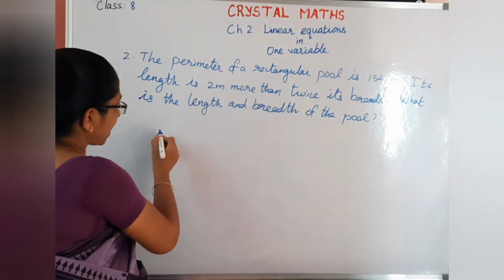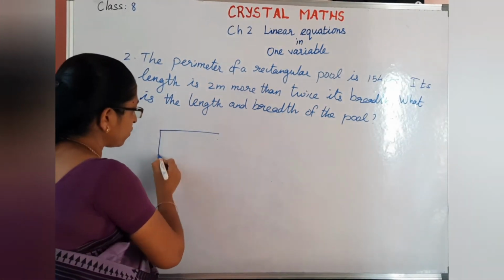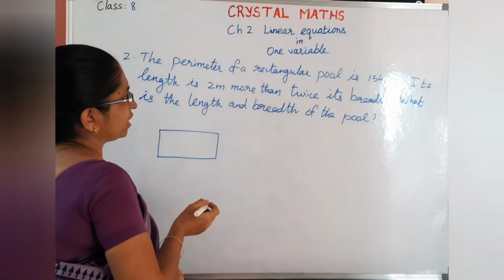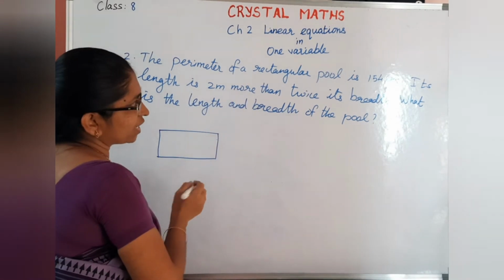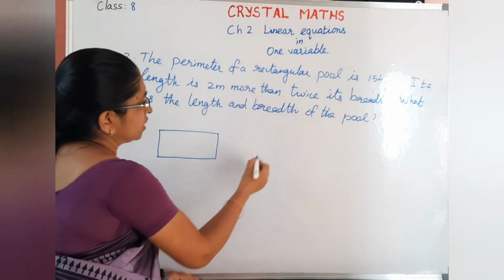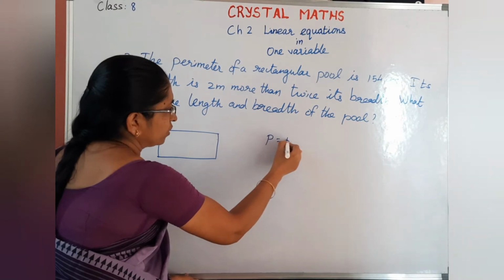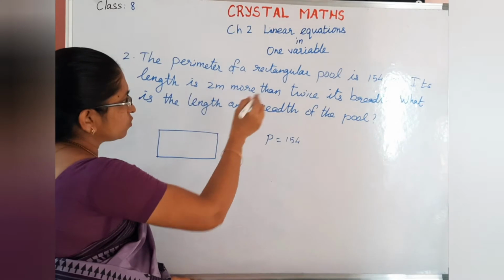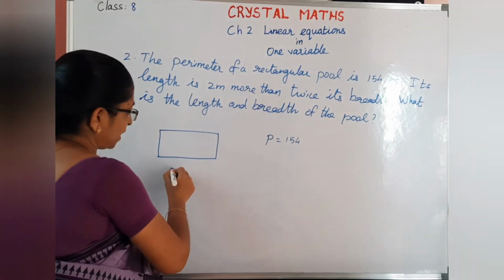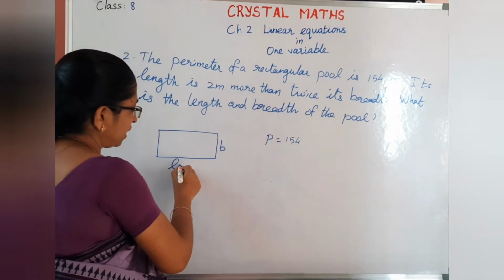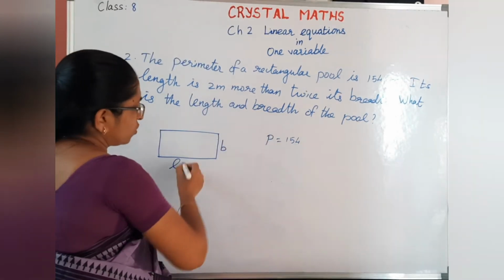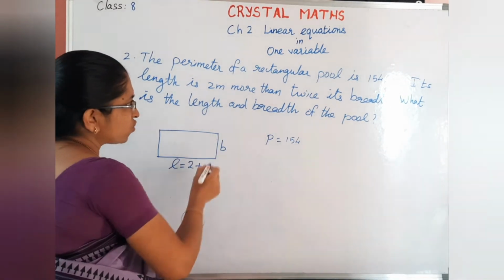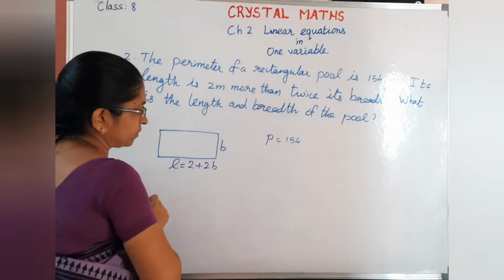It's mentioned rectangular pool. So I am going to draw a small rectangle. Then we will read the remaining conditions here. Perimeter of the rectangular pool is 154 centimeters. So perimeter equal to 154. Let us write: its length is 2 meters more than twice its breadth. Length equal to, this is breadth. Length is 2 more than. So 2 meters more than. For more than we use the symbol plus. Twice its breadth, so 2b.